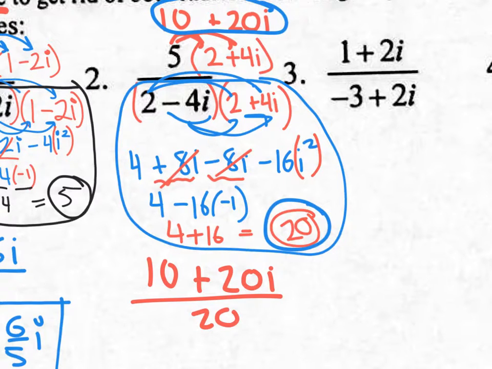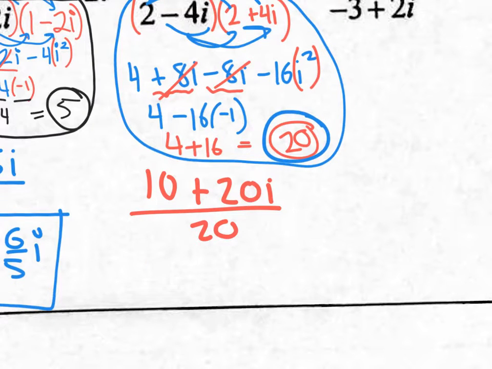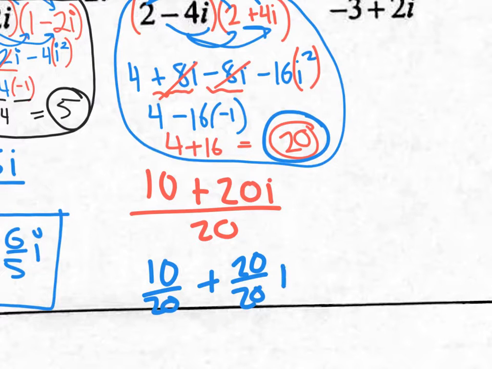And of course, you want to write it as two separate pieces. You want your real part first and your imaginary part second. So I'm going to take that denominator of 20 and split it, 1 to the 10 and 1 to the 20. Now when I do that, it actually works out pretty nice. You have 10 over 20 plus 20 over 20 with an i.